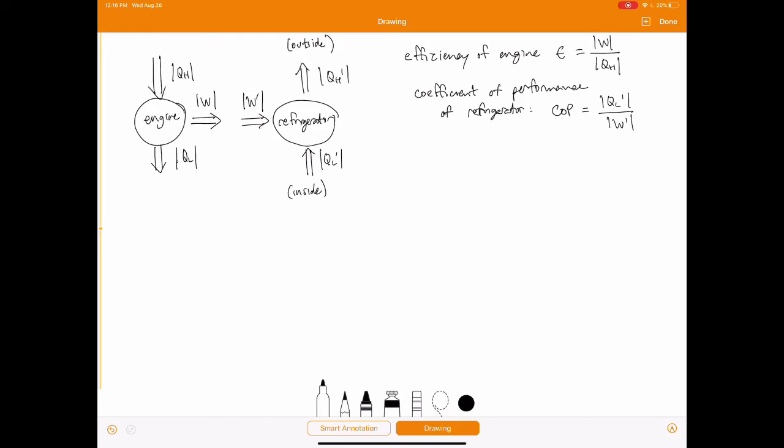Okay, another thing that's really important to realize here is that since the engine is powering the refrigerator, the work that's output by the engine goes into the refrigerator. So W is equal to W prime. That's what it means for the engine to power the refrigerator. Okay? Okay. So we know something about the heat removed from the inside of the refrigerator.